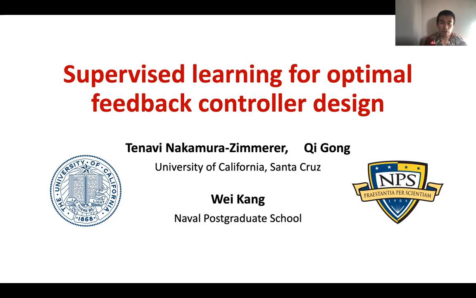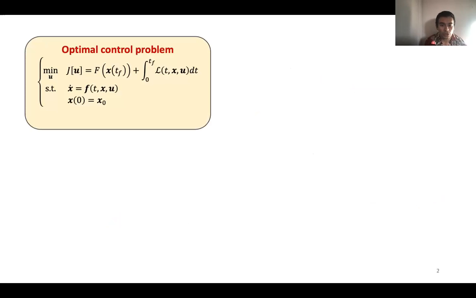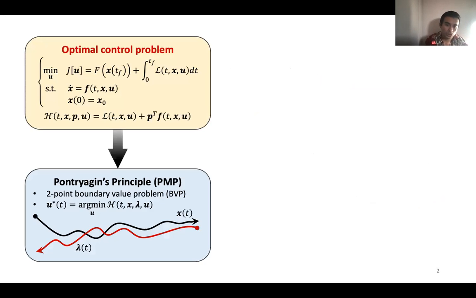I'm going to tell you about some methods that we've been developing for using supervised learning to design optimal feedback controllers. This is joint work with my advisor Gong and our collaborator Kang. So we're interested in this standard optimal control problem, minimize the cost functional J with some dynamic constraints and over a fixed time horizon. There's broadly two ways to do this.